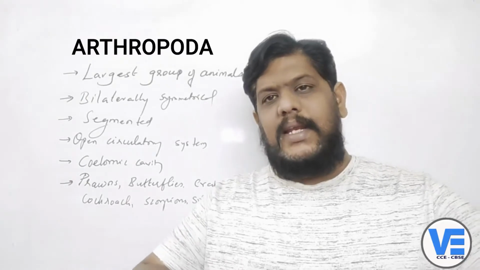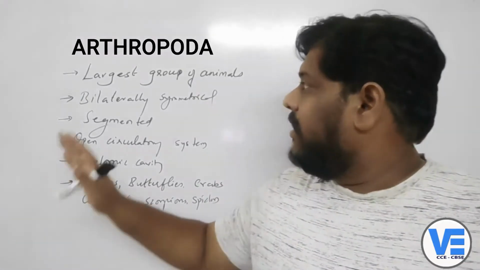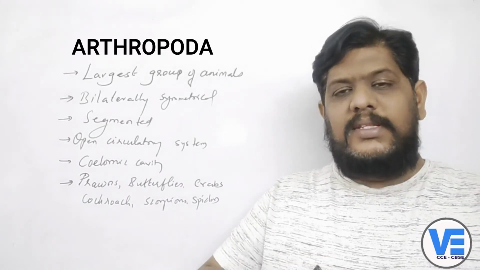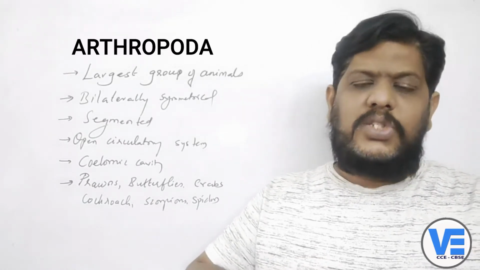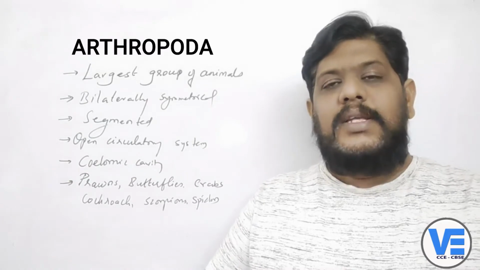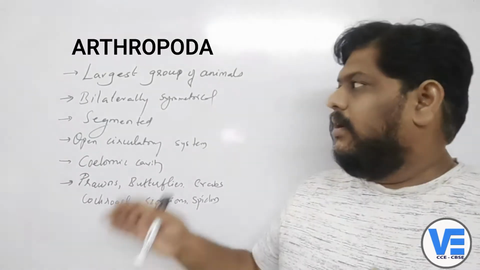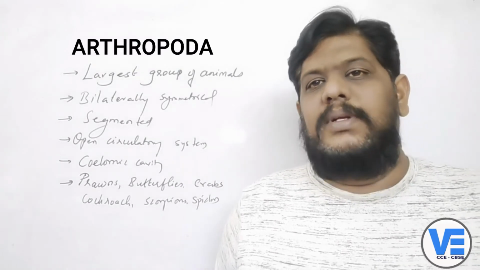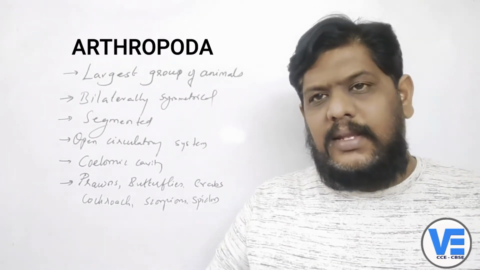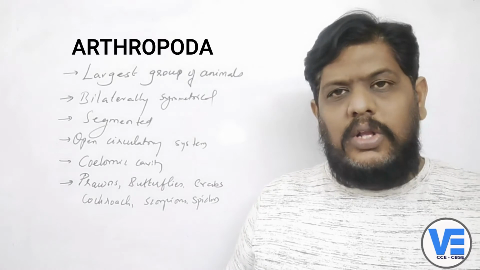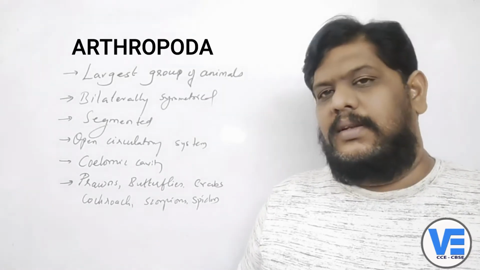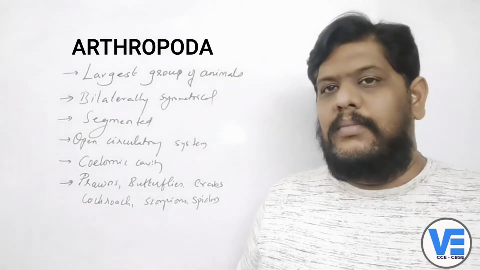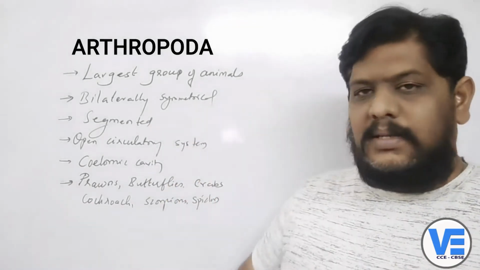Basically this is the largest group of animals. This is the group where you can see n number of animals, the largest group of animals with the number of species. So that's the first point I've written here: it's the largest group of animals. And the animals in this group are also bilaterally symmetrical. We already know the term bilaterally symmetrical, so I'm not repeating that anymore.